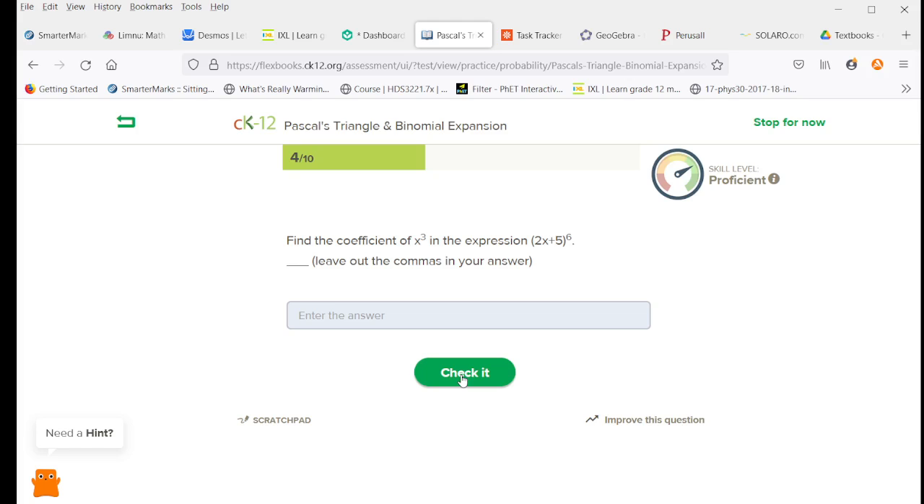Coefficient of x cubed here, we're going to want the 4th term because it's x to the 6, 5, 4, and then 3. So the 4th term would have a k of 3, so that's 6c3, and then we're going to have a 2 cubed and a 5 cubed. So 6c3 is 20. We're multiplying that by 8 and by 125. Well, 8 times 125 is 1,000. So that's just going to be 20,000.